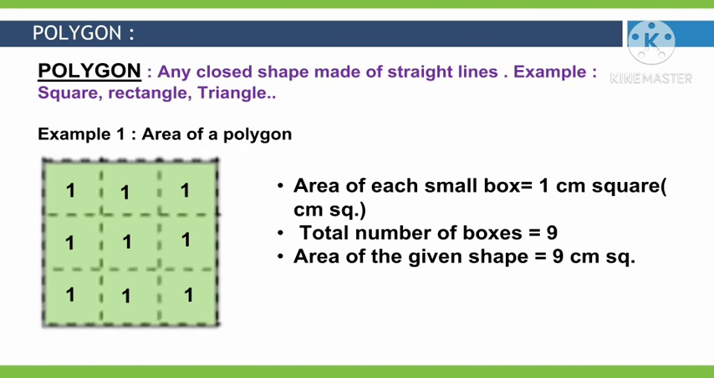So the total number of boxes here are 9. So the total area of the given polygon is 9 centimeter square. An important thing you have to note is, in order to write the area, you have to write the unit with square units. You have to write the area with square units. So the area of the given polygon is 9 centimeters square.